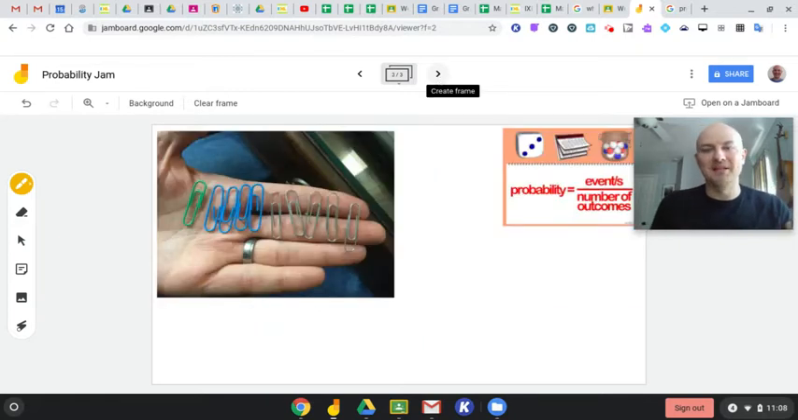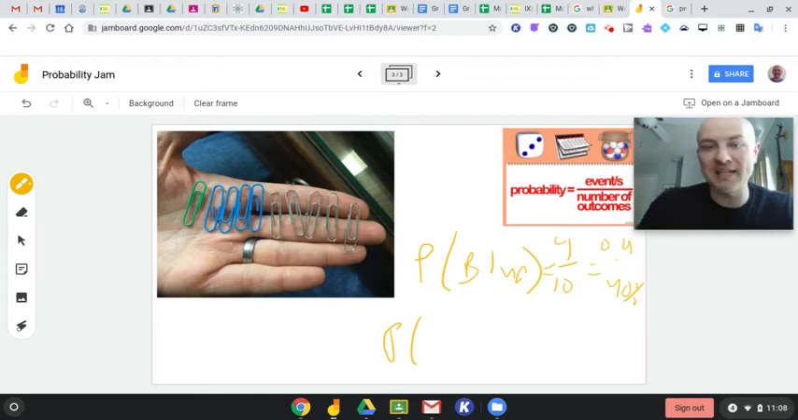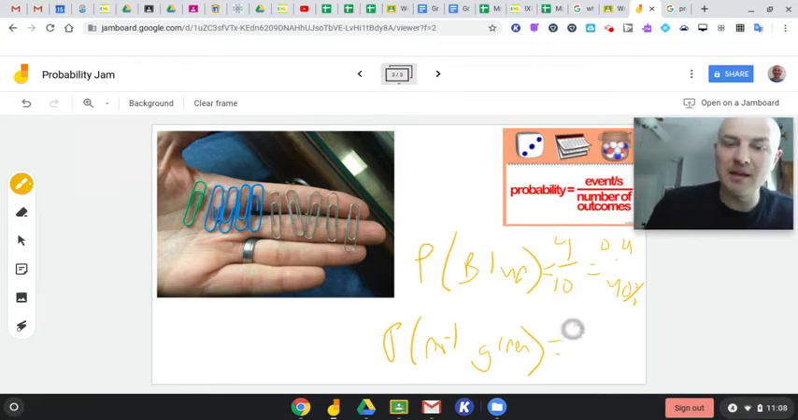So here's a picture I took of my hand. You could ask the probability of all sorts of things, right? So I could ask the probability of blue, which would be 4 out of 10, or 40%, 0.4. It's the same thing as 40%. But I can also ask the probability of any sort of thing I want. Like I could say not green. Well, if there's 10 different ones here, there's a 9 out of 10 chance, right? Which, if you divide that, it's 0.9 or 90%.